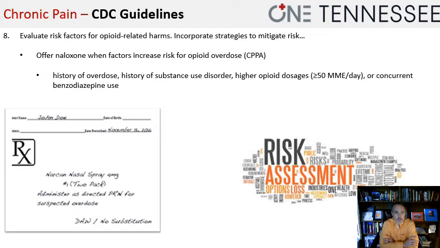Also, if benzodiazepines are concurrently prescribed, and ideally you wouldn't be on both, but if you are, or you have a patient that's concurrently prescribed opioids and benzodiazepines, that combination increases the risk of an opioid-induced respiratory depression and overdose by about tenfold.